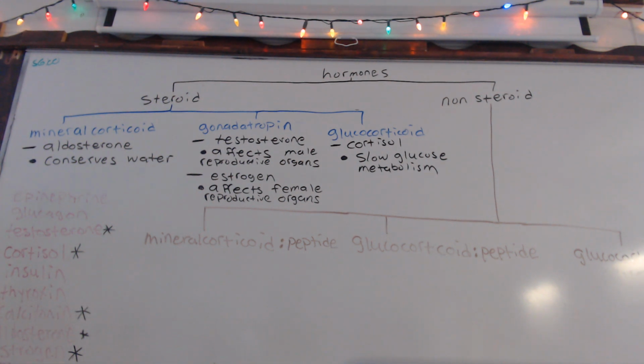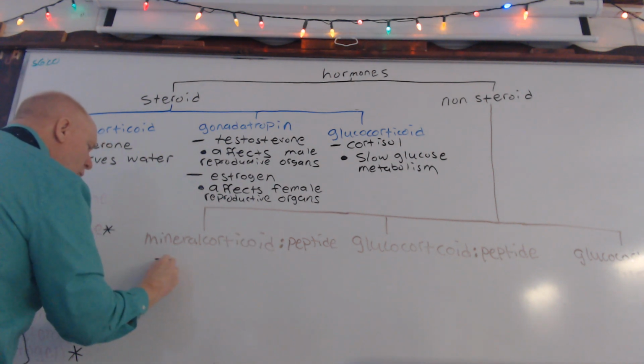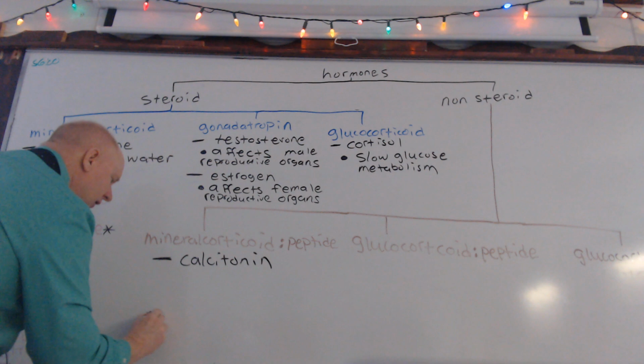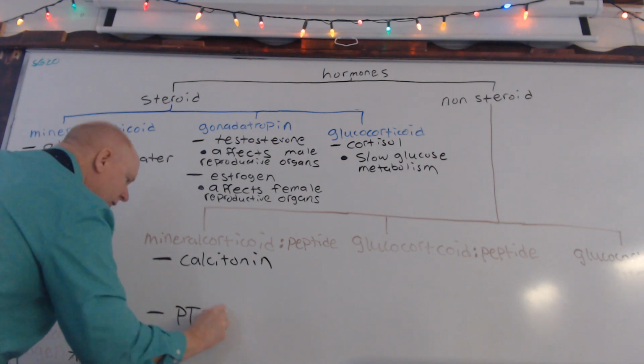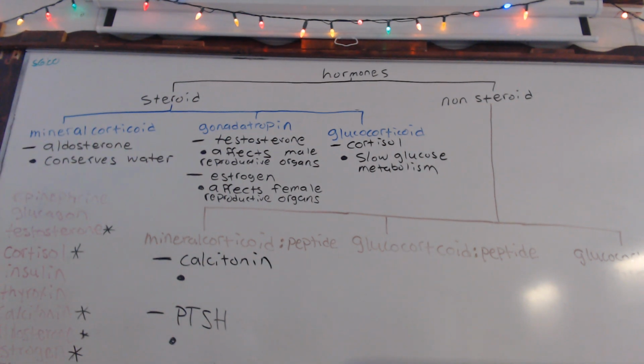Okay. PTSH, sorry. Parathyroid stimulating hormone. So what counteracts calcitonin? PTSH. Okay, so therefore a mineralocorticoid that's polypeptide based. One is calcitonin. The other is parathyroid stimulating hormone. So what does calcitonin do? Does it raise calcium levels or does it lower calcium levels?